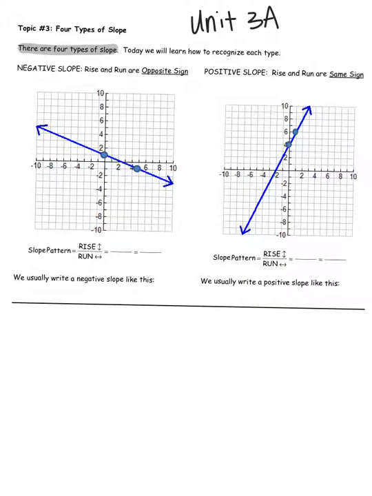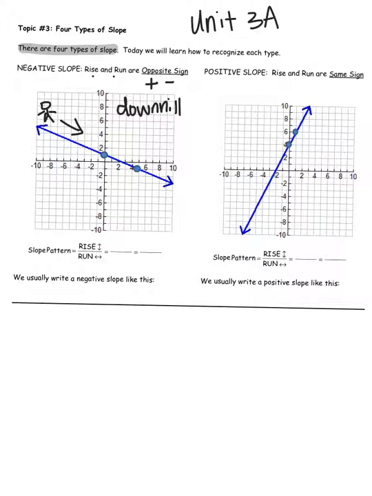The key with negative slopes is that the rise and the run have opposite symbols. One is positive and one is negative. A negative slope is easy to identify if you think about if you were walking on this line. Would you be going uphill or downhill? In this slope, we are definitely going downhill. So that's a negative slope.